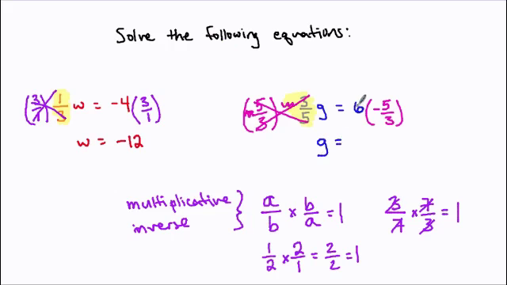And now 6 times 5 is 30. And 30 divided by 3 is 10. And because there's a negative sign there, that is negative 10. So that's how we can use the multiplicative inverse to help us solve equations that have a rational number as a coefficient.